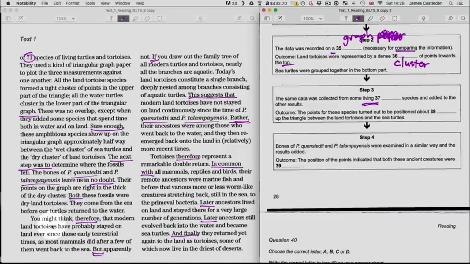Modern land tortoises. Land tortoises. But now we've got the word species here, so living land tortoise. No S because there's the S here. That's an adjective. Functioning is an adjective. The points for these species turned out to be positioned about up the triangle between the land tortoise and the sea tortoise.